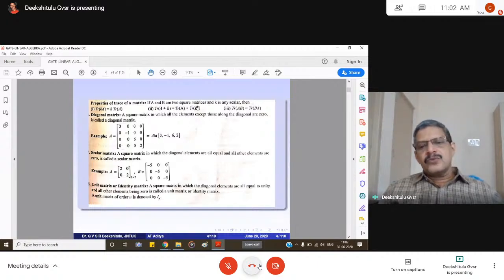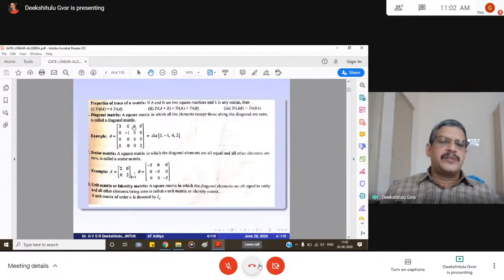And if A and B are two square matrices and K is any scalar, then the trace of a matrix. What is the trace of a matrix? We again will come back to this point, trace, in eigenvalues and eigenvectors. Trace means the sum of the diagonal elements in a matrix. The sum of the diagonal elements in a matrix is called the trace of the matrix.